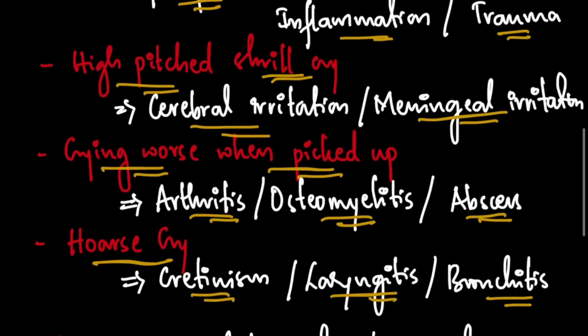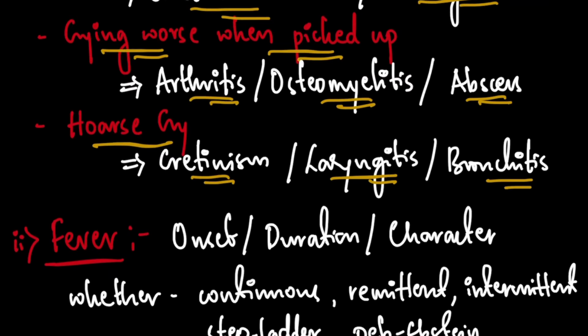Next, the next common symptom in the pediatric department is fever. Firstly, we will ask about the onset of the fever, duration, as well as character of the fever, whether it was continuous, remittent, intermittent, whether it was a stepladder fever as well as Pel-Ebstein fever. We will also discuss the severity of the fever, whether it was associated with any chills or rigors.